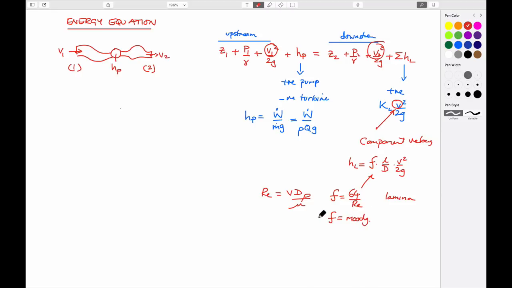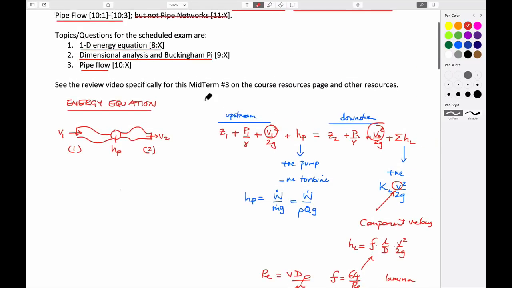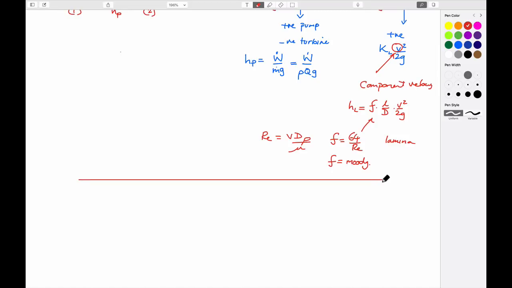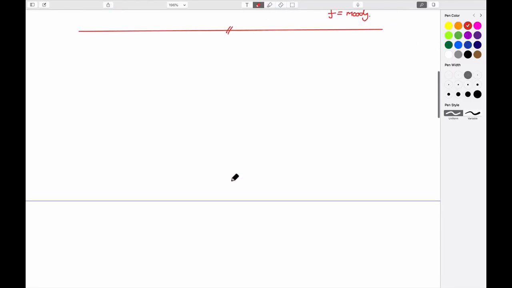And actually we'll talk about this later because we'll talk about three of these things. This is the energy equation. We'll talk about pipe flow when we talk about the third component. Okay? So that's flow in pipes. Head losses in systems, the energy equation.